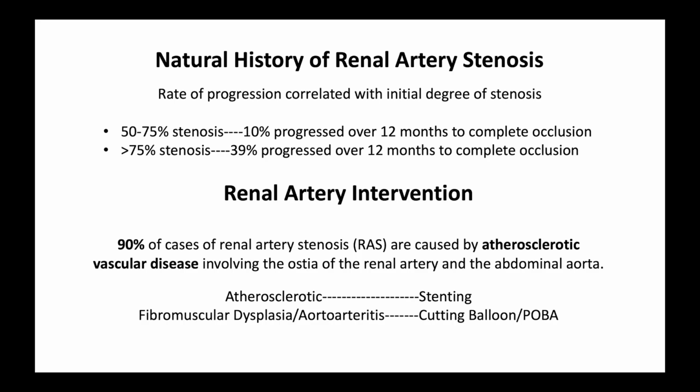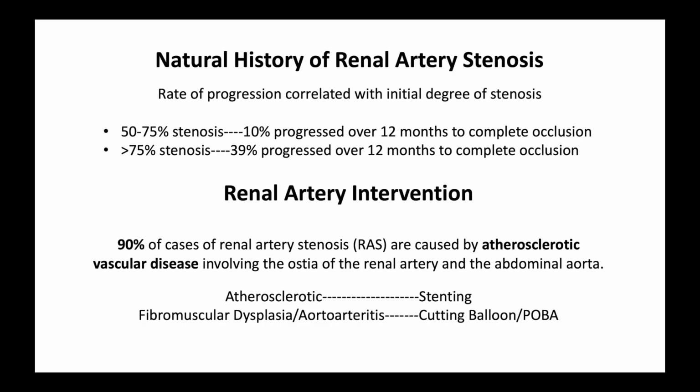Again, it is important to know that 90% of these cases are caused by atherosclerotic vascular disease, which involves the ostia of the renal artery and the abdominal aorta, and therefore we also call it aorto-ostial disease. When it's atherosclerotic renal artery stenosis and you want to stent it, you always start the stent hanging slightly within the aorta rather than just starting from the ostium, because you don't want to miss the ostium, as this is actually aorto-ostial disease.